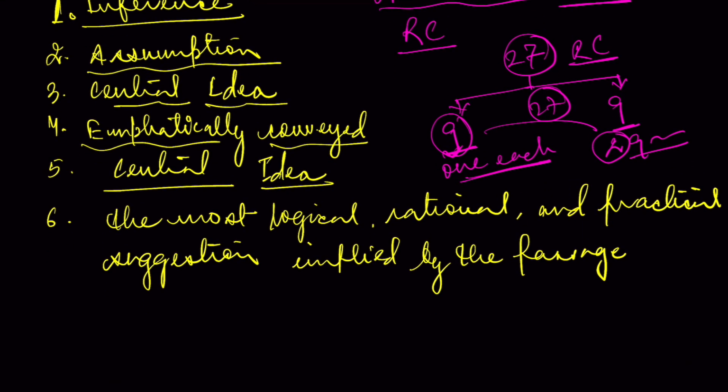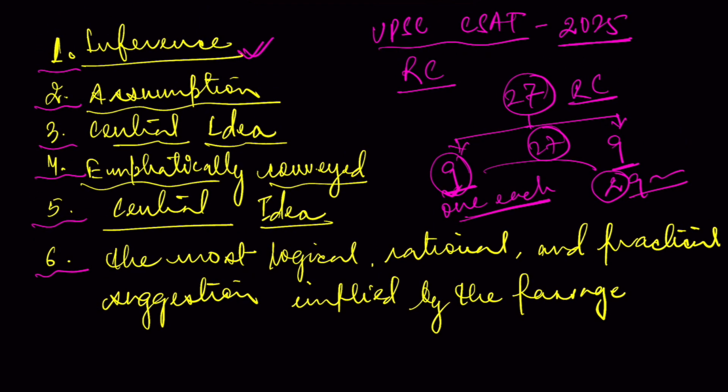If you categorize the whole CSAT paper, means the RC section, it has broadly 6 types of questions. The first is inference based, means there will be a passage, and after reading the passage you will have to figure out the inference made in 4 options, A, B, C, D, and you will have to choose the one which is the most probable, the right answer.